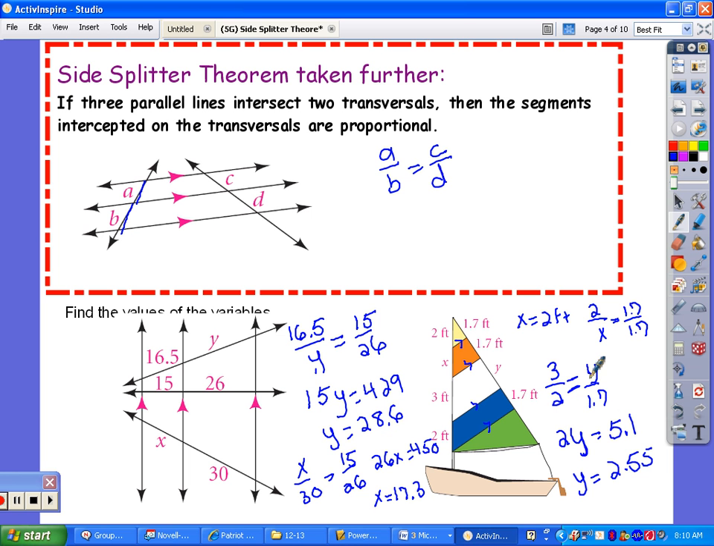And then again, you can always plug it back in to make sure it's right. So if I plug 2.55 in for y and divide by 1.7, I get 1.5, and 3 divided by 2 is 1.5. So we set it up and solved it correctly.